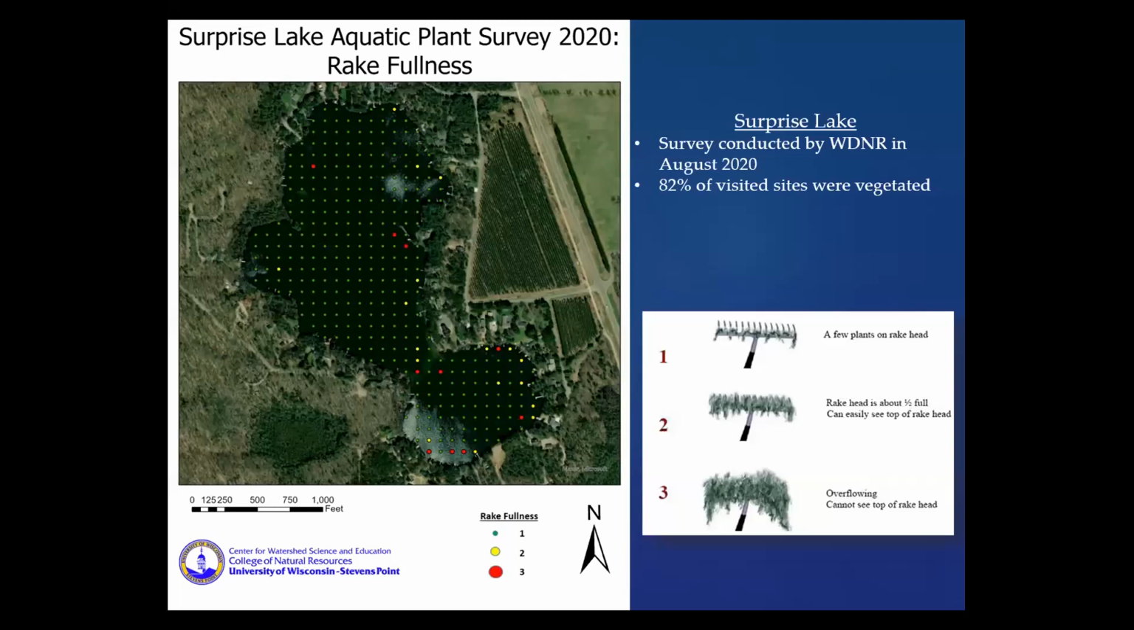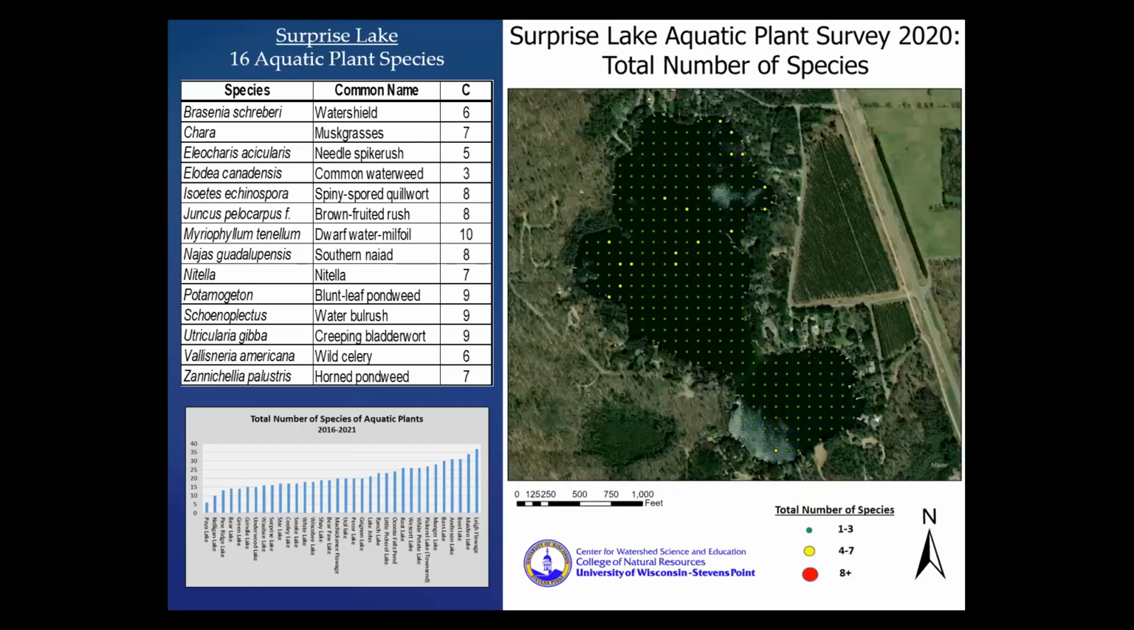Some lakes have some empty spots in the middle where you get too deep to get plants. But this would suggest that most of Surprise Lake is littoral. There's plants growing throughout the lake. In most locations, it was a 1, but you can see pretty quickly the areas where you've got the red dots, where we had 3s on the rake. That's just your overall mass abundance.